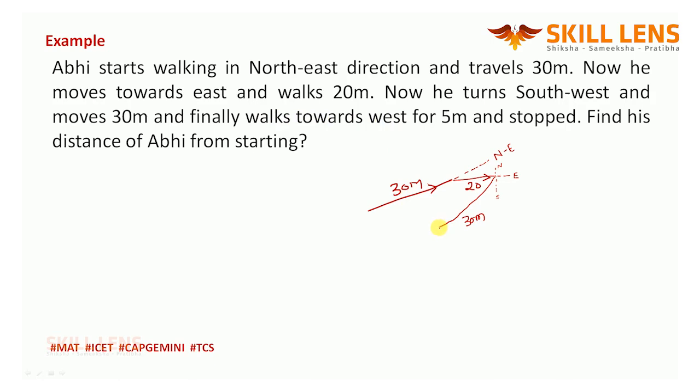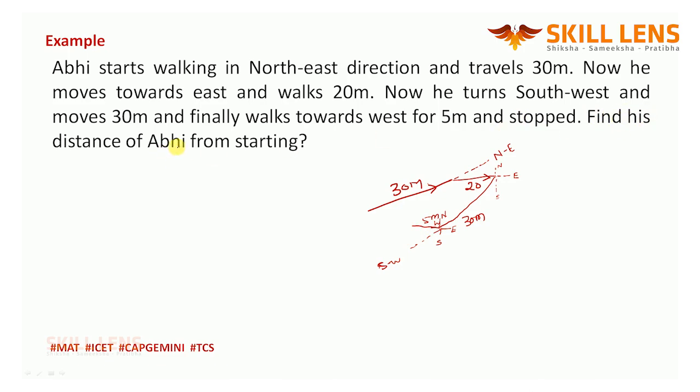Guys, if you closely observe, if he continues his journey, this is southwest, this is west, this is east, this is south, this is north. When you draw it, your job will become so easy. Now he walks towards west 5 meters, so he is moving in this direction, 5 meters, and stopped.